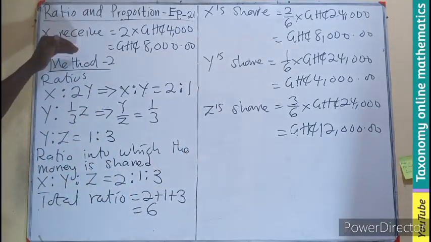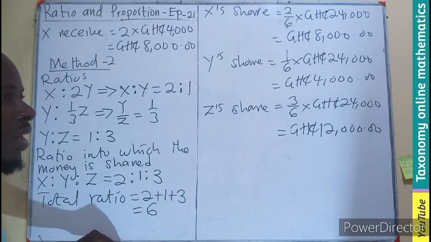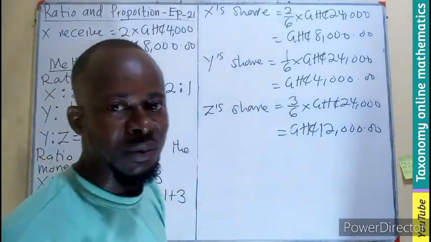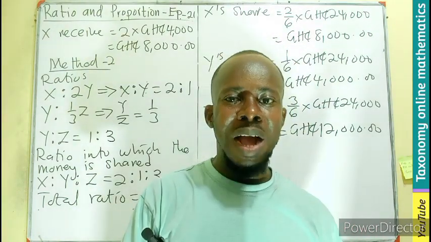If you follow the ratio and proportion method, we get the answer. If you follow it as an algebraic expression, we also arrive at the same answer. I believe you appreciate the two methods.